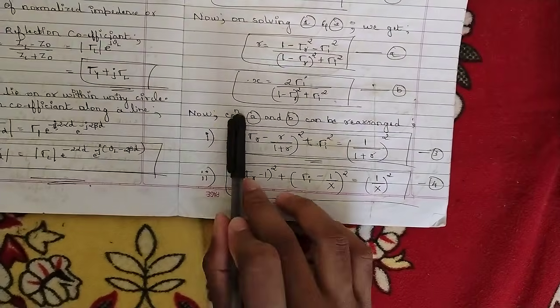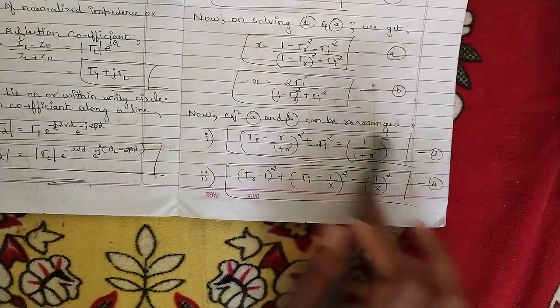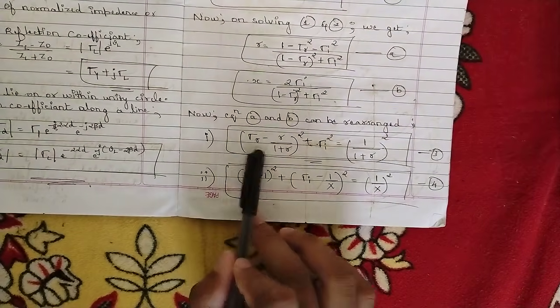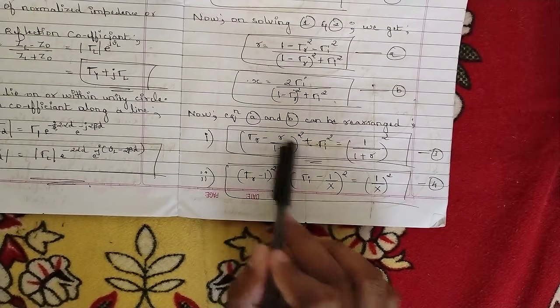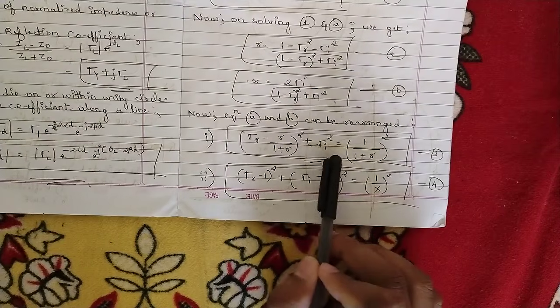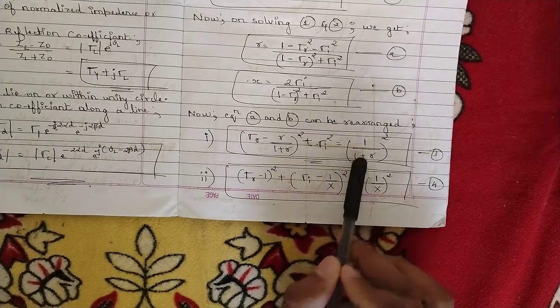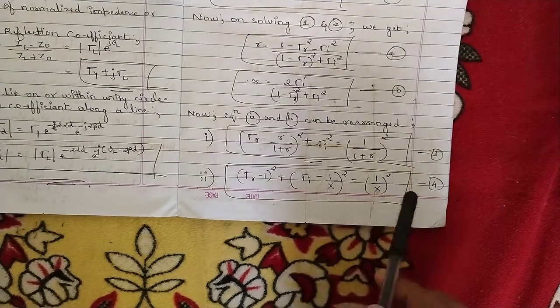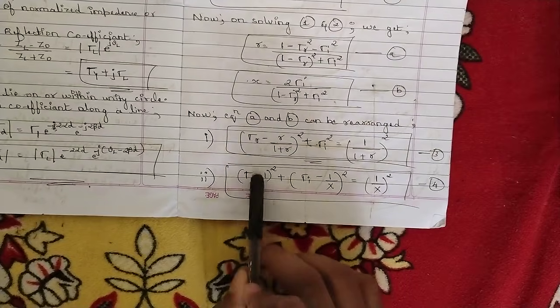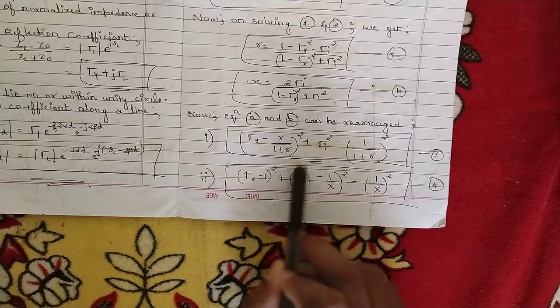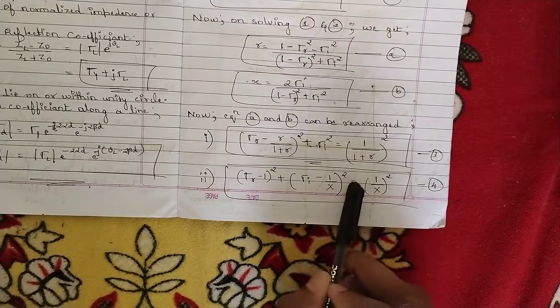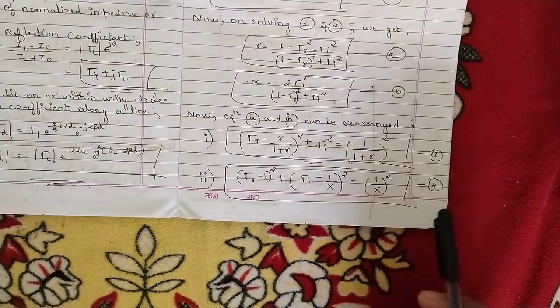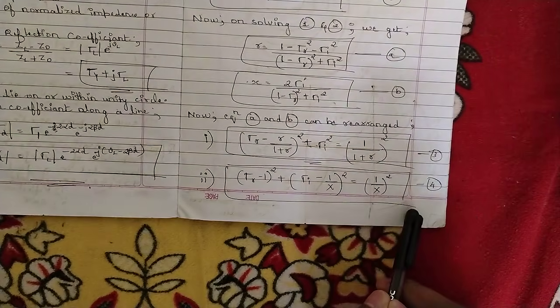Now equation A and equation B can be rearranged and written in this form. That is, gamma R minus r divided by 1 plus r the whole square plus gamma I square is equal to 1 by 1 plus r the whole square. And one more form: gamma R minus 1 the whole square plus gamma I minus 1 divided by x the whole square is equal to 1 by x the whole square. Name these two as equations 3 and 4.